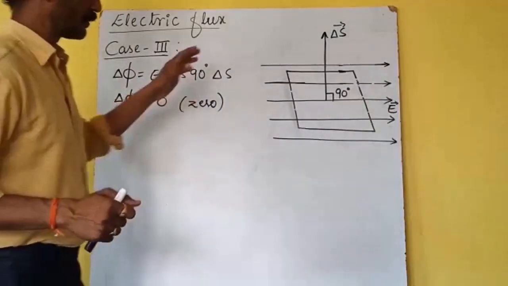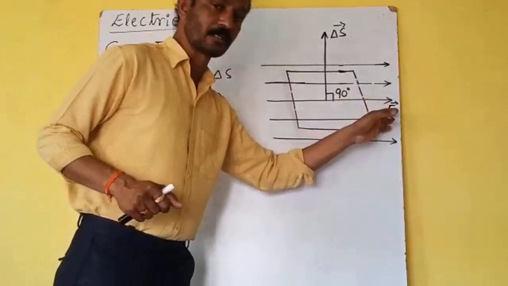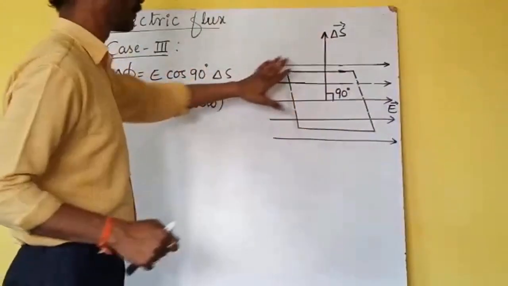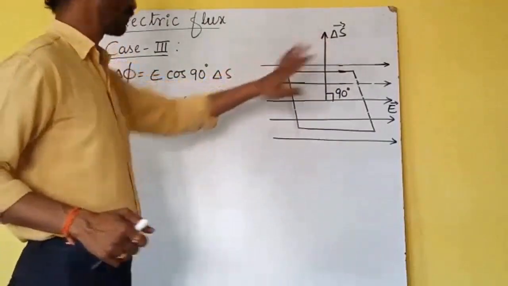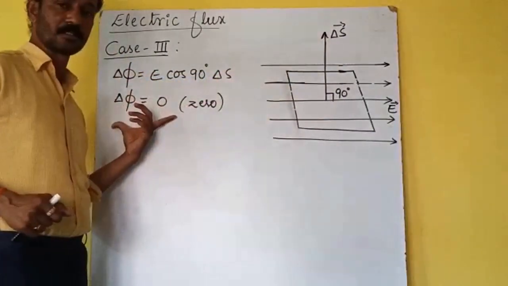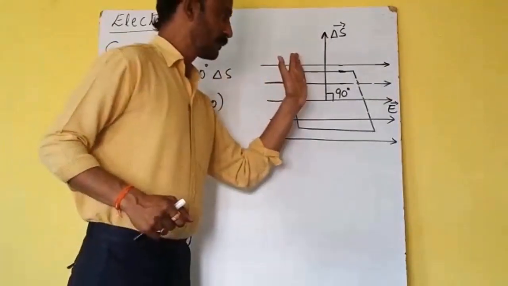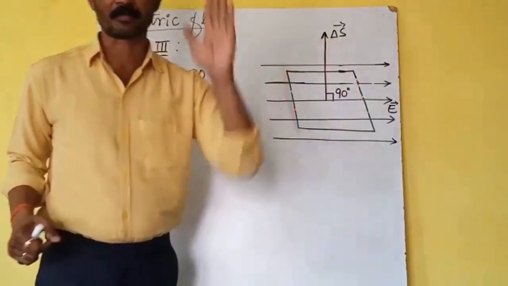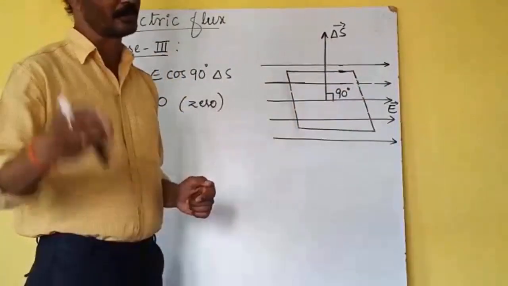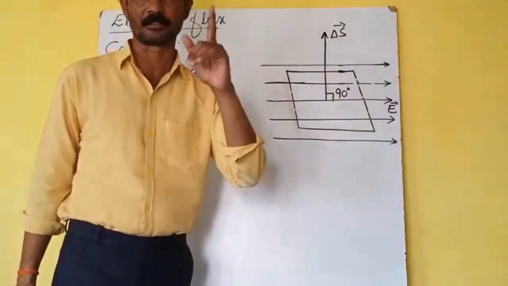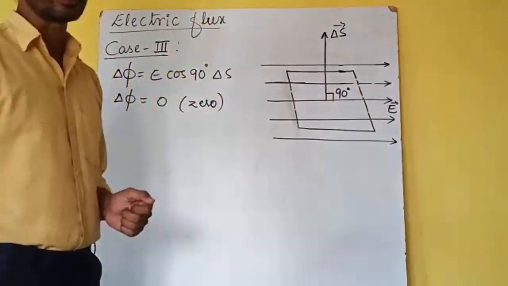So if the electric field makes an angle of 90 degrees with the area element, then the electric flux is 0. If the surface area is normal to the direction of electric field, as in the second case, then electric flux is maximum, that is E into delta S.